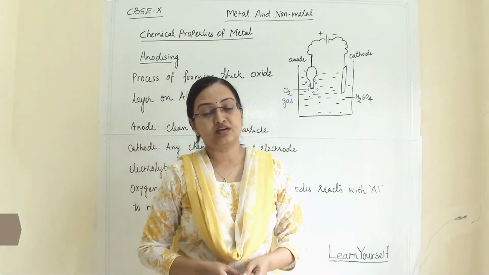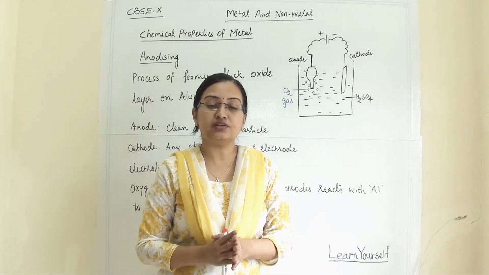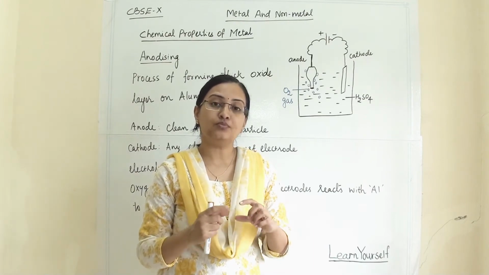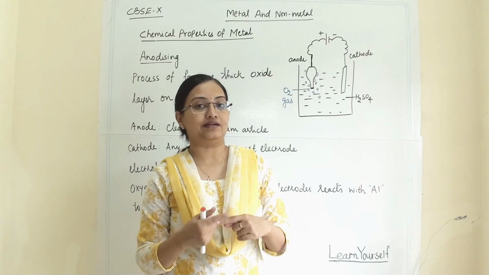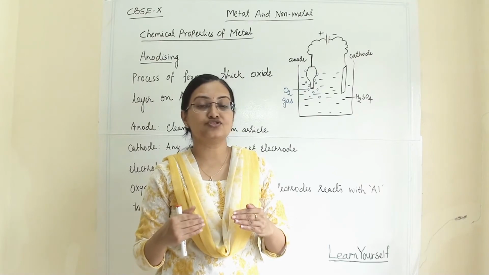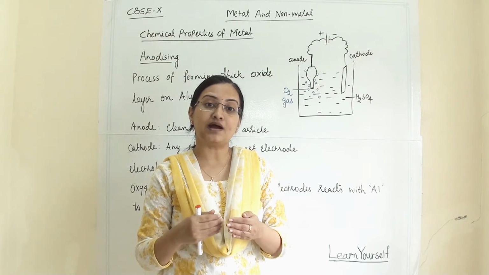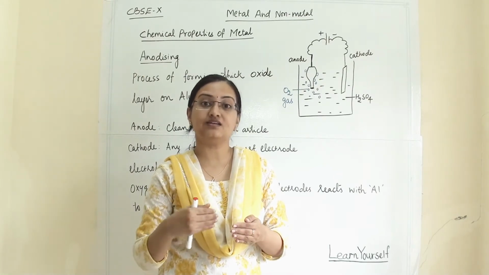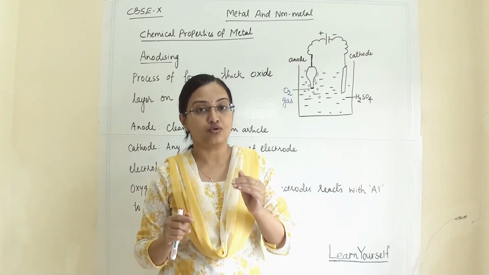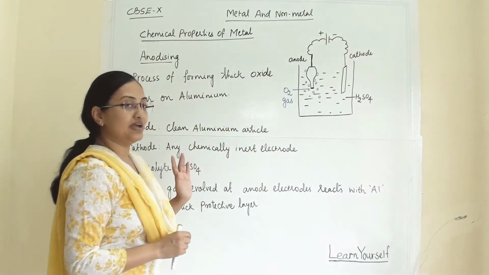We have seen under chemical properties that aluminium, when it comes in contact with oxygen, forms aluminium oxide, a protective layer on the metal. Once that protective layer forms, further oxidation of the metal will not be possible. This oxide layer formation saves the metal from being oxidized further, because of its own oxide layer on top of it. Now this process is known as anodizing.